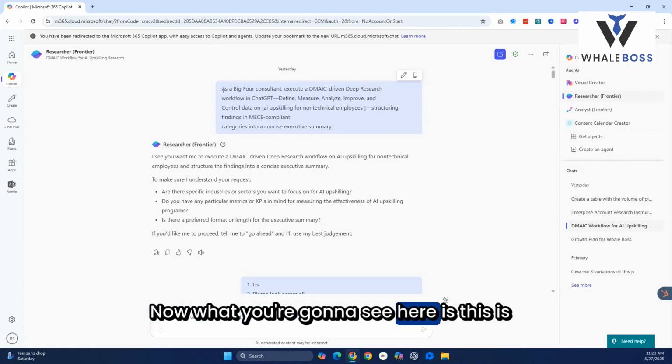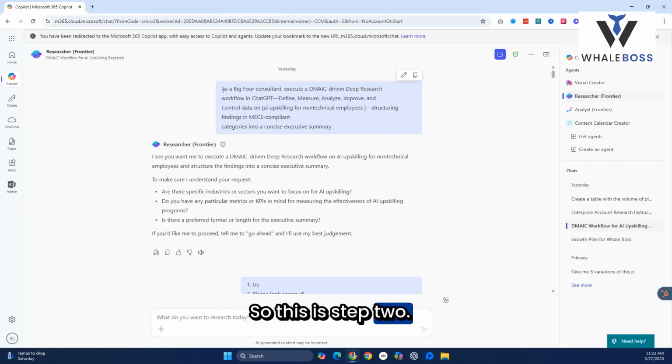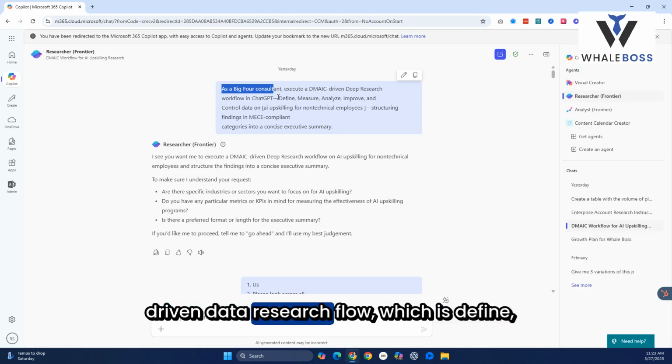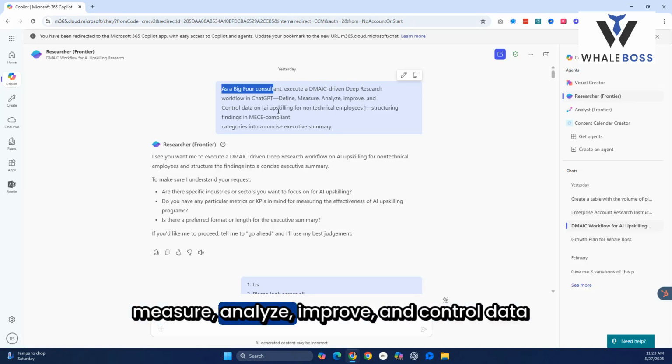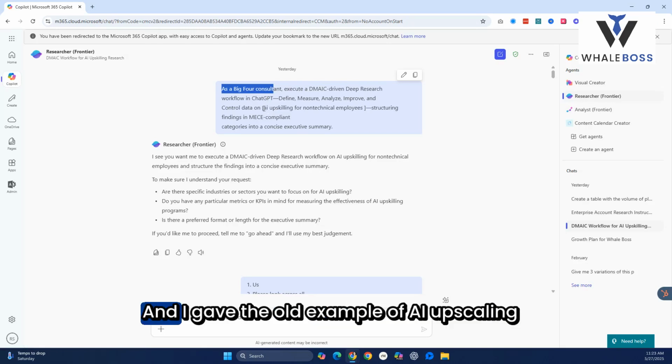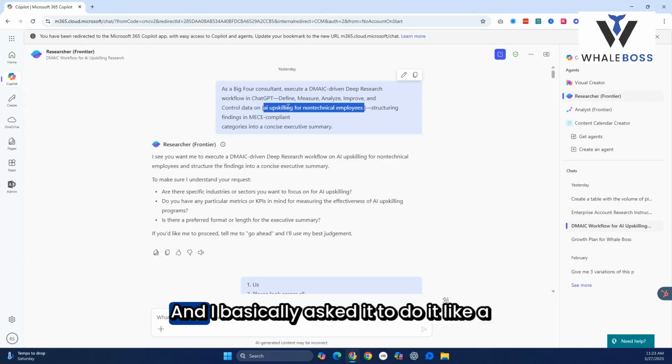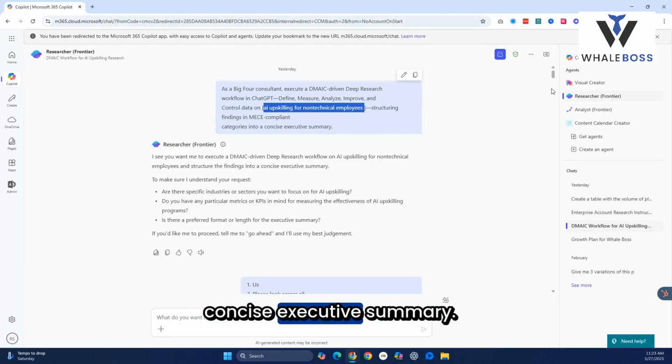Now, what you're going to see here is this is the prompt. So this is step 2. I'm basically saying, as a Big 4 consultant, execute a DMAIC driven data research flow, which is define, measure, analyze, improve, and control data on. And I gave the example of AI upskilling for non-technical employees, right? It's a little meta. That's what we're talking about today. And I basically asked it to do it in like a concise executive summary.